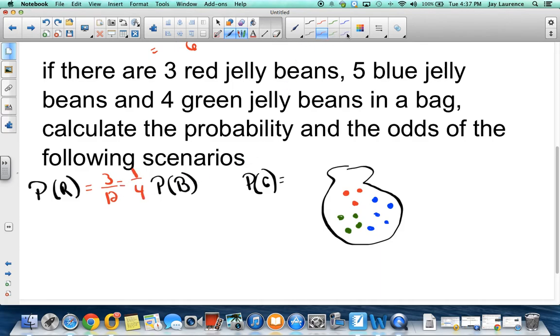Probability of getting a blue. Well, that would be 5 out of 12, and that doesn't simplify. Probability of getting a green, looks like there's 4 greens in there. 4 out of 12, looks like we're going to get 1 out of 3, 1/3.